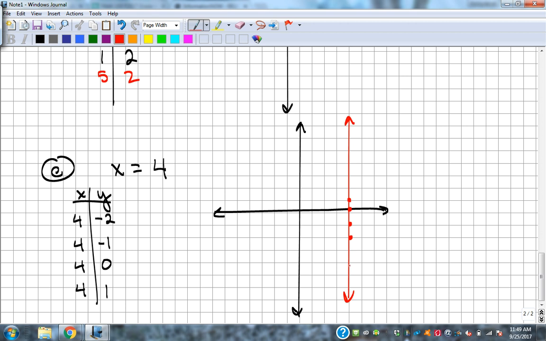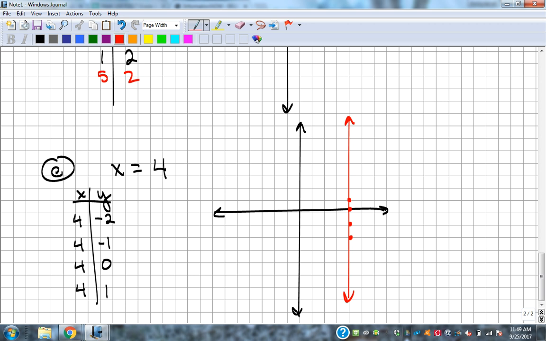Well, you just draw that vertical line. You don't have to do the table. That's what I'm trying to say on examples D and E: if it's y equals a number, don't make a table. Just go to the graph and draw a horizontal line at that number on the y-axis. If it's x equals a number, don't make a table, because the same thing is going to happen every time. Just go to that number on the x-axis and make a vertical line.